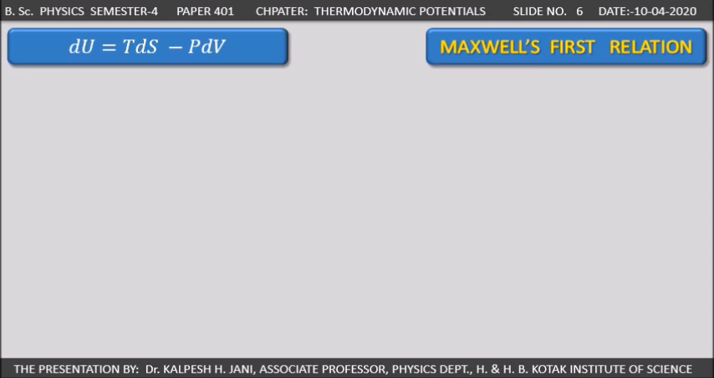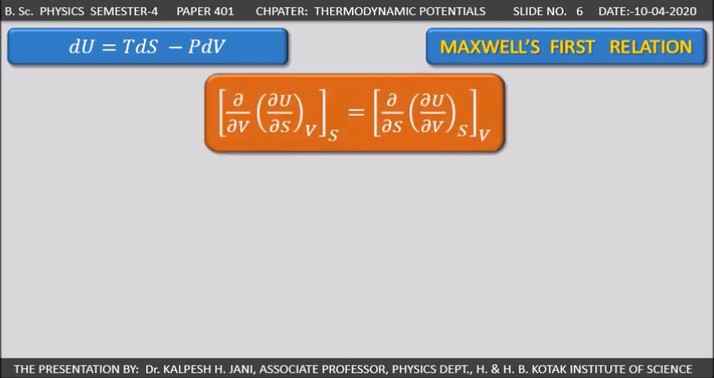And in the second case, first we shall differentiate U with respect to V, and then after we shall differentiate with respect to S. So we get two second order differential terms of this thermodynamic potential function U, and then we shall equate these two second order differential terms according to the Schwarz theorem. So let us first take the first order differentiation of U with respect to S and V.